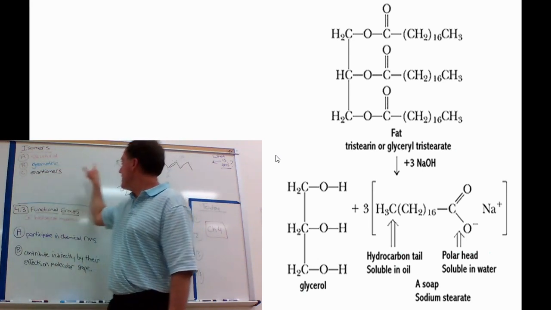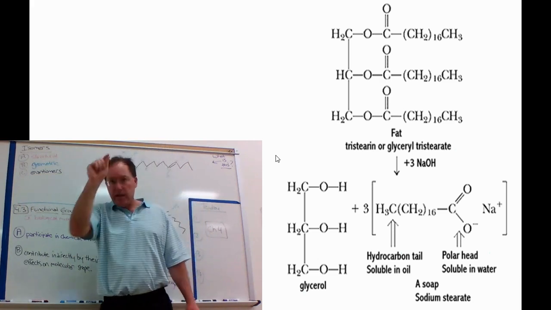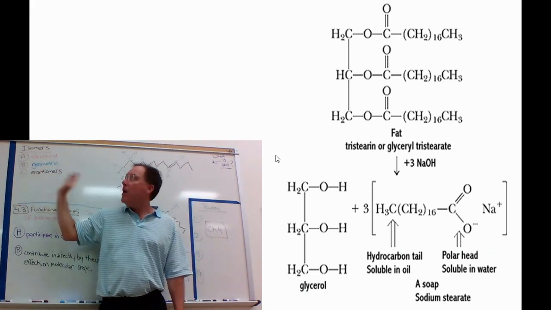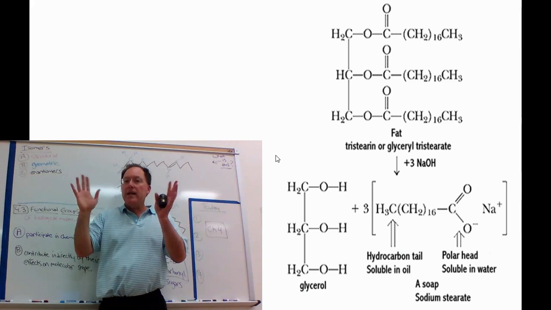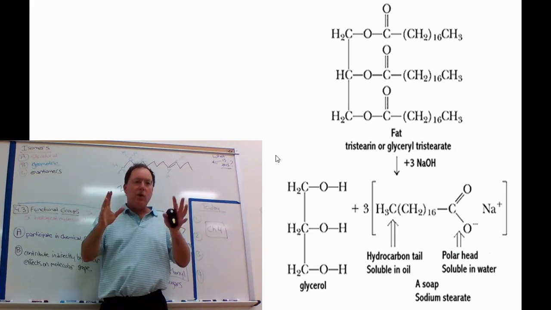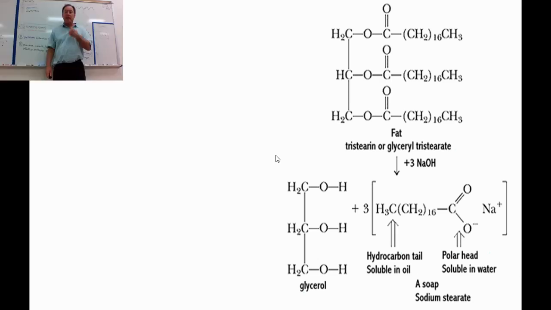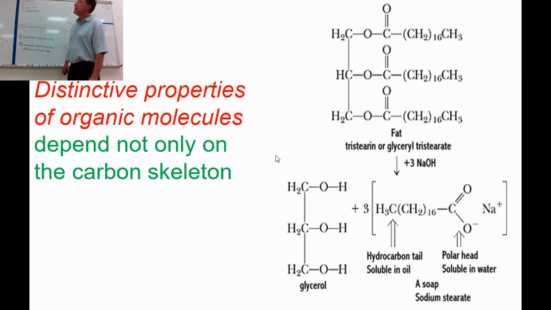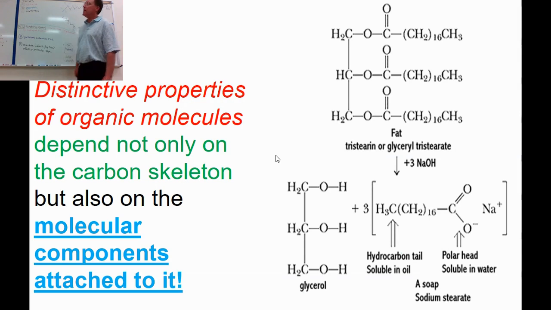That means that there's 16 carbons and hydrogens just in a squiggly line all by themselves, and then on the left side there's some sort of combination of oxygens there, and that's going to give the whole molecule its characteristic in living systems. So distinctive properties of organic molecules depend not only on the carbon skeletons, but also on the molecular components attached to them, for sure.